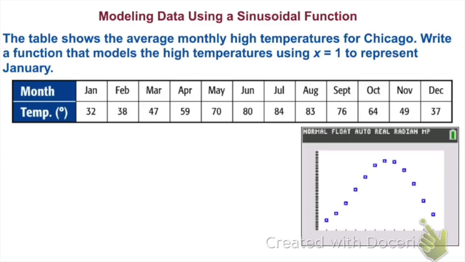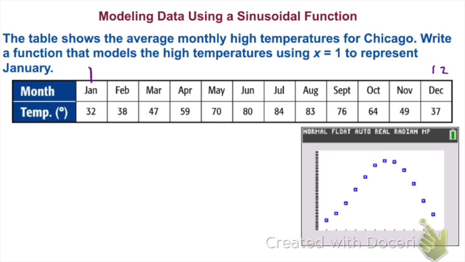Okay? Here we have modeled data using a sinusoidal function again. The table here shows the average monthly high temperatures for Chicago. Write a function that models the high temperature using x equals 1 to represent January. So you'd put this again in your calculator to do a scatter plot. It does say to use this as 1, that means December is 12. We plot these in, do a scatter plot, and this is what we get. Then this will repeat again the next year. This is just what's happening every January through December, and in January it starts back over, so it repeats itself over and over every year.